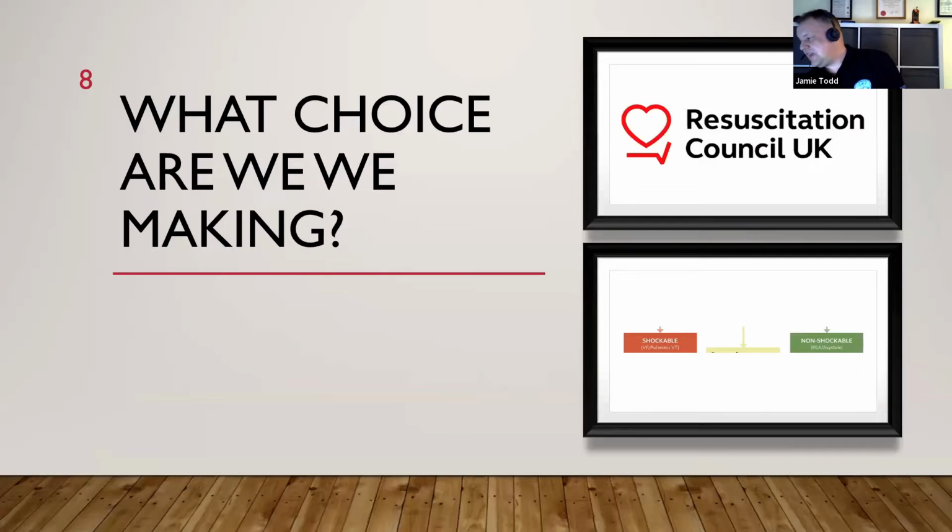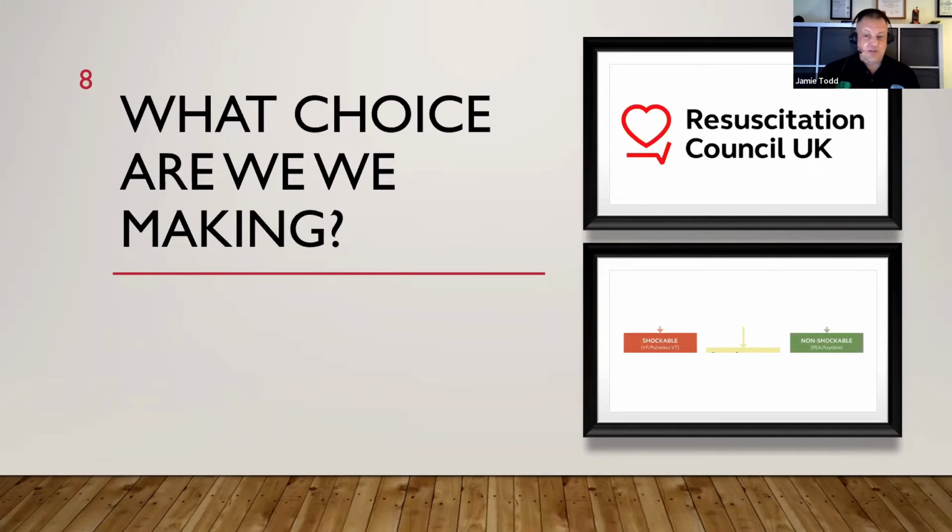So what choice are we making? I think this is where some of the problems start to exist. This is what we're going to get into, as to where the problems come from. In reality, the decision we're making is whether this rhythm is shockable or non-shockable. Although often in education settings, people look at the screen and go, oh, that's asystole, that's PEA, that's VF, whatever. But that isn't actually what the algorithm says, is it? The algorithm defines shockable or non-shockable. So that's the practical decision we're making.